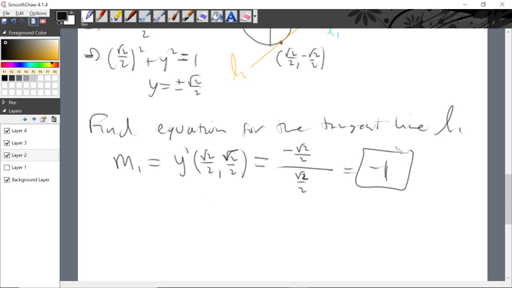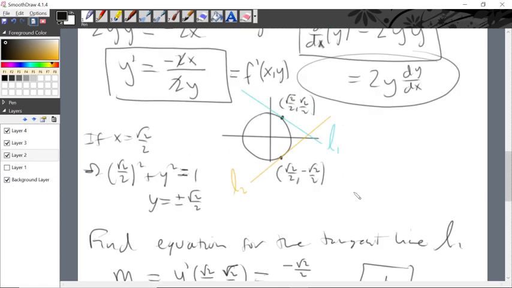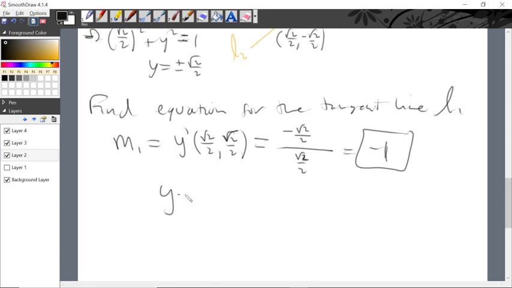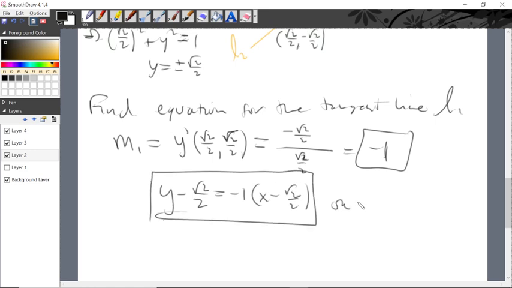And then what would be the equation of the tangent line? Well, we have a slope of negative 1, and we're going through the point with coordinates root 2 over 2, root 2 over 2. So the equation of the tangent line would be y minus root 2 over 2 is equal to negative 1 times x minus root 2 over 2. And that would be an equation of the tangent line. In slope-intercept form, if we wanted that, it would be y equals negative x, and then plus root 2 over 2 plus another root 2 over 2. So that's plus 2 root 2 over 2, or just plus the square root of 2.